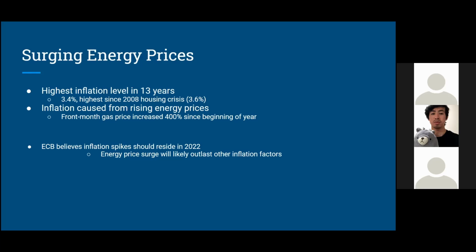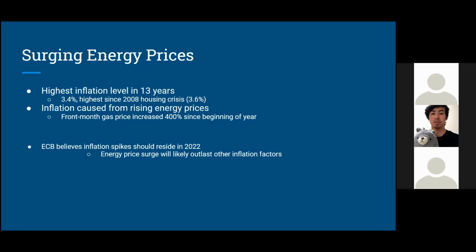Fast forward to September, and the Eurozone recently hit its highest level of inflation in 13 years after German consumer prices rose by 4.1%. The headline inflation came in at 3.4%, and this was the highest level since September of 2008, during the housing crisis when inflation stood at 3.6%. And this is the result of the recent surging energy prices.